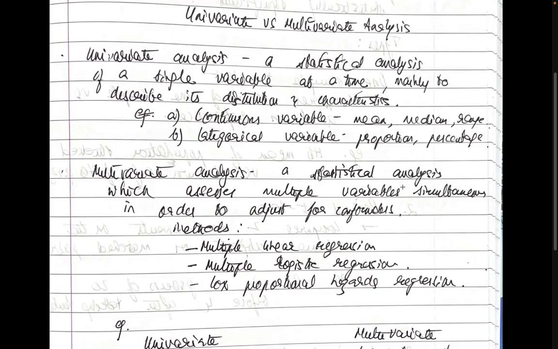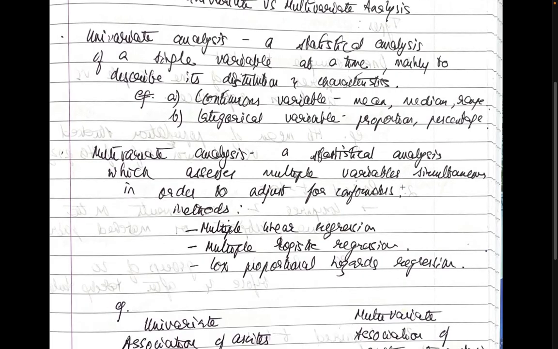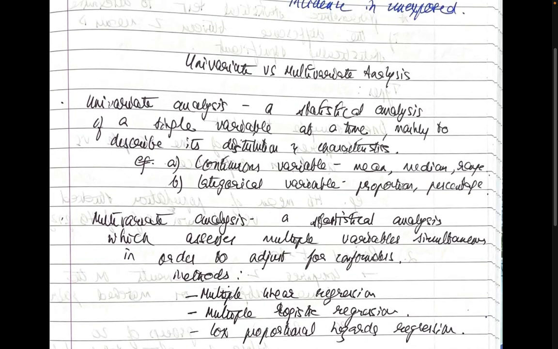Multivariate analysis is a statistical analysis which assesses multiple variables simultaneously in order to adjust for confounders. The methods used are multiple linear regression, multiple logistic regression, and Cox proportional hazards regression. Example, in univariate analysis, you study the association of ascites with mortality. But in a multivariate analysis, the association of ascites with mortality in the presence of AKI, male sex, age more than 50, total bilirubin more than 4, the confounders can also be accounted for.